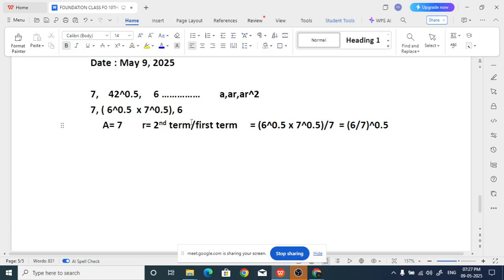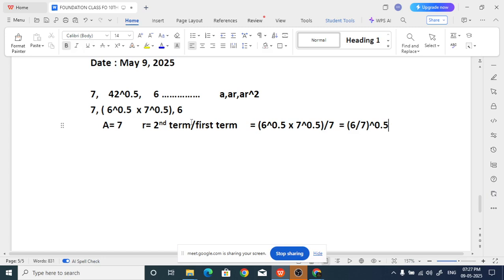6 to the power 0.5 and 7 to the power 0.5 divided by 7. So that can be divided, 7 to the power 0.5 in the denominator. So can I write 6 by 7 whole power 0.5? That is root of 6 by 7. Am I correct in writing like this? Yes or no? No, sir. Why?